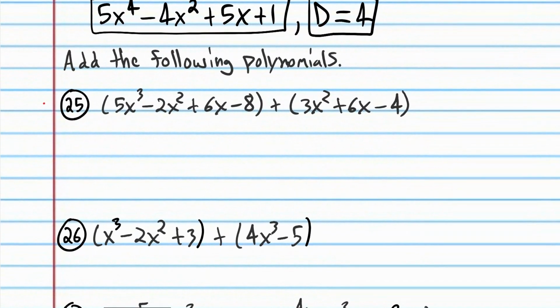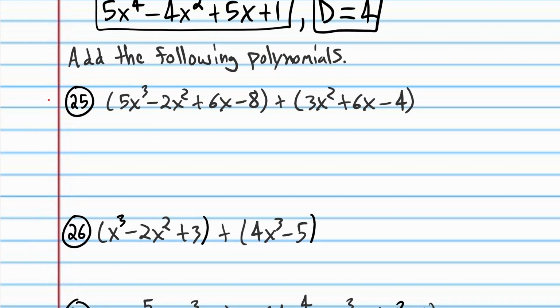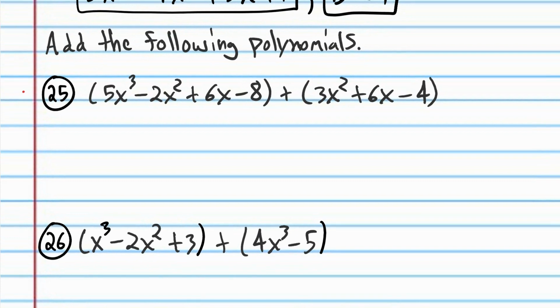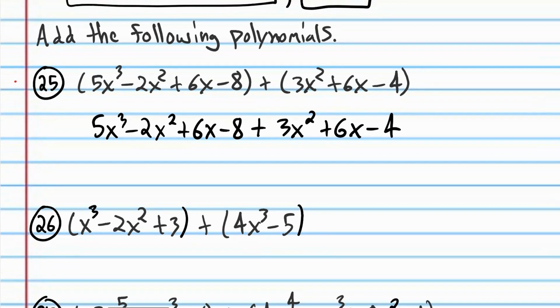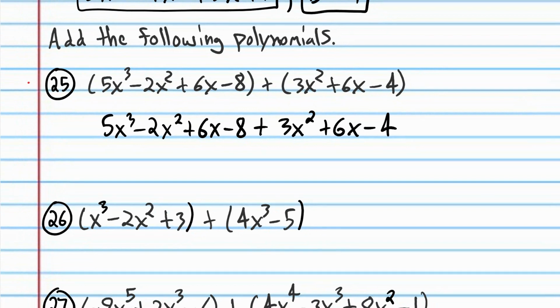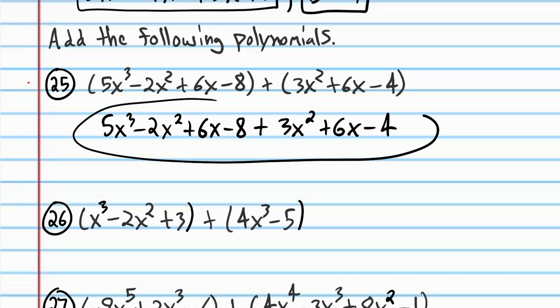Okay, now we're going to add polynomials. When you're adding polynomials, you don't really need parentheses. The whole purpose of these parentheses is to show that you're adding the yellow polynomial with the blue polynomial. But really, you can just get rid of those parentheses. When you're adding polynomials, you don't need parentheses. And we're just going to keep that plus sign in between them. So now it just becomes the same problem we were doing before.